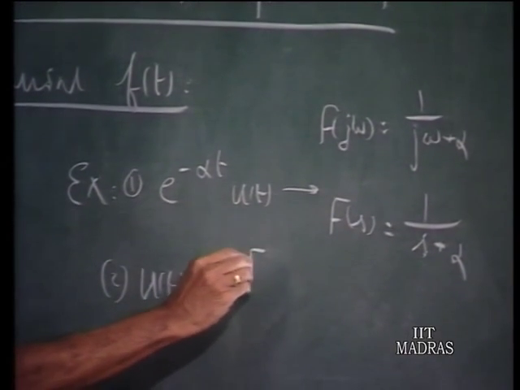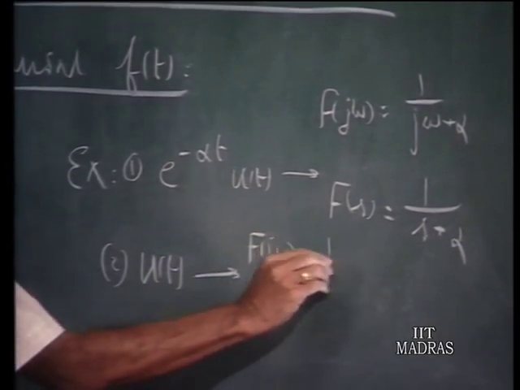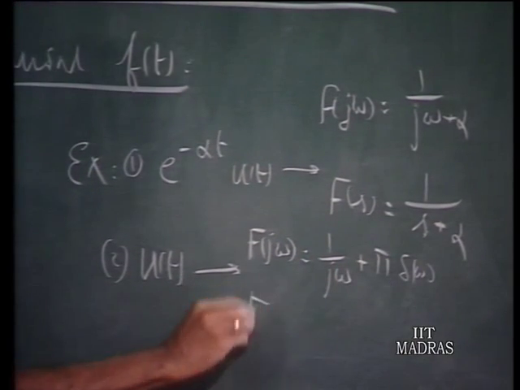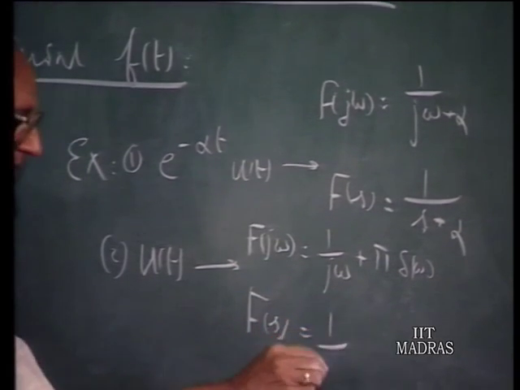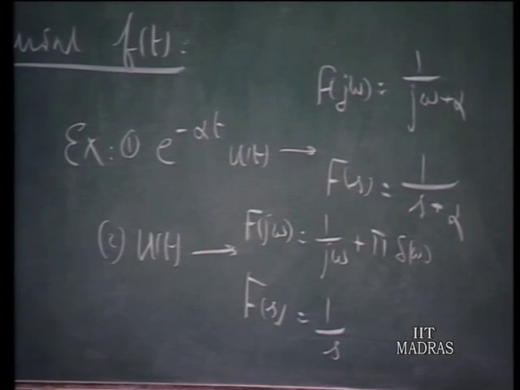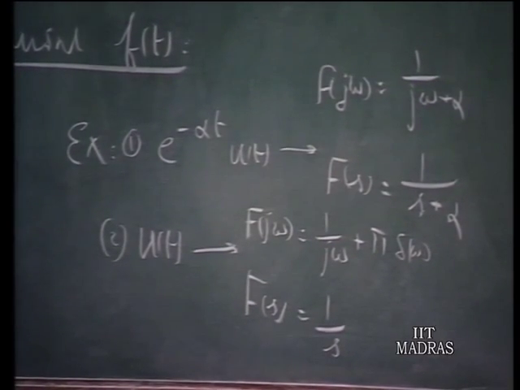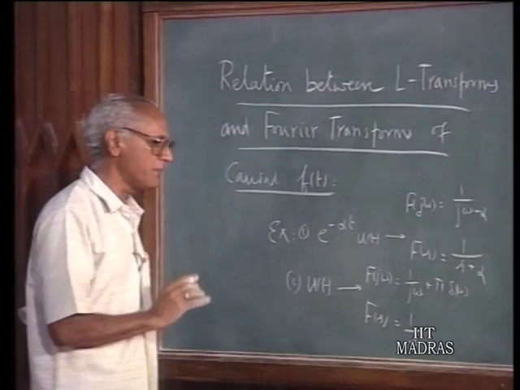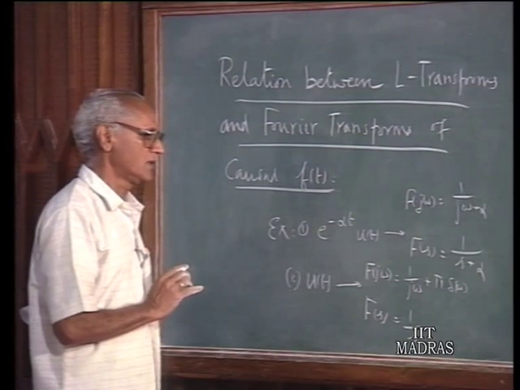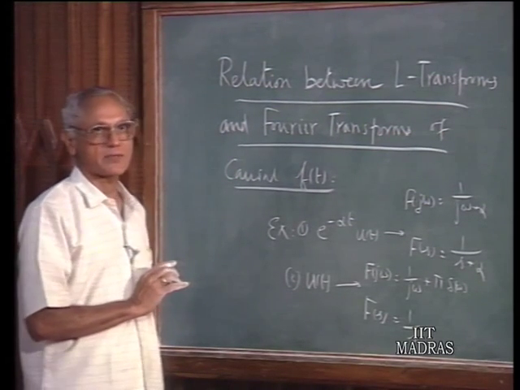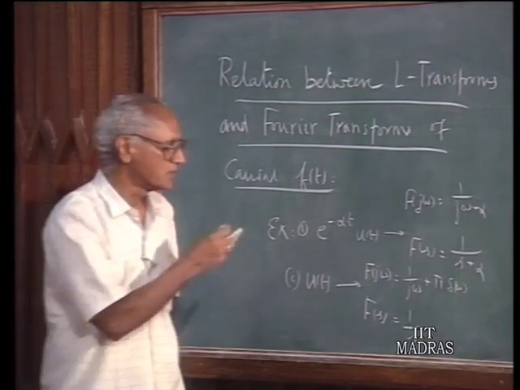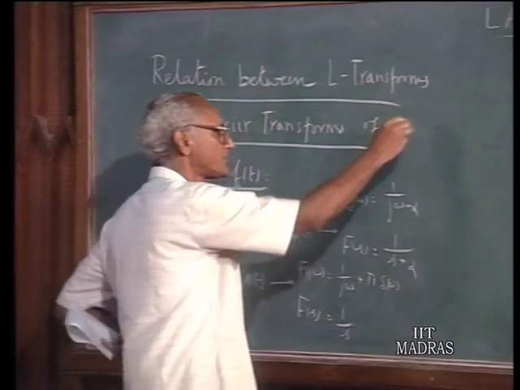The Fourier transform of this is 1 over j omega plus pi delta omega. On the other hand, the Laplace transformation is 1 over s. So here there is a discrepancy. So one would like to know under what conditions will the Fourier transform be obtained by mere substitution of j omega for s from the Laplace transformation, and under what cases will they differ. This substitution will not yield us the appropriate Fourier transform. This is the question which we would like to address.